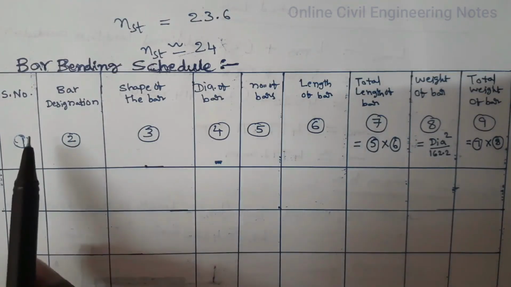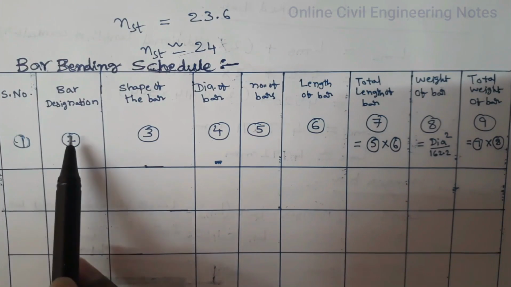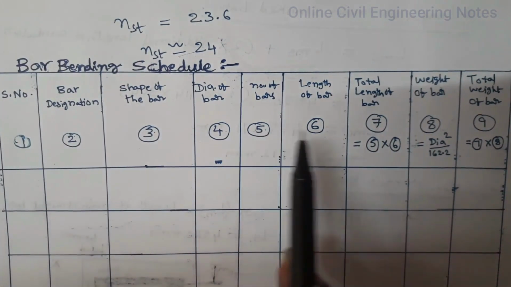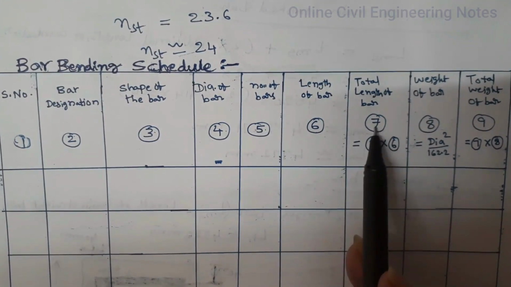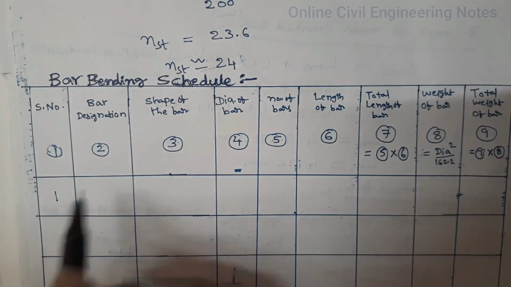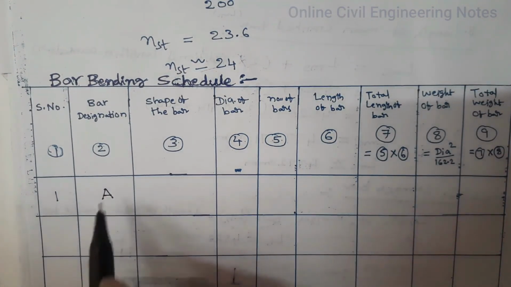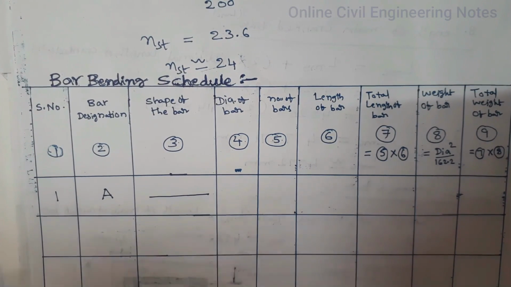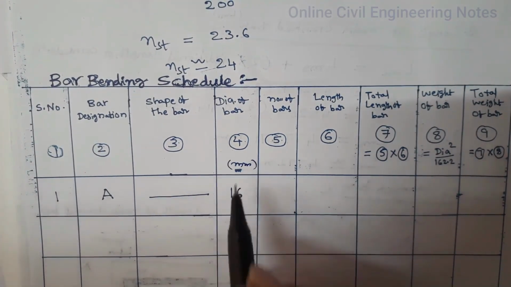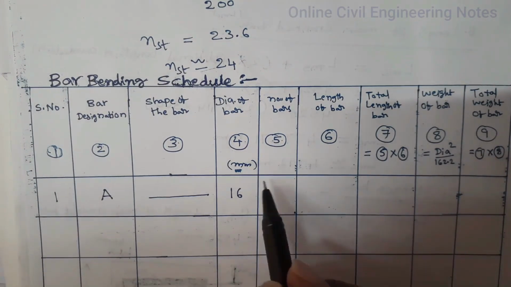See, the bar bending schedule consists of a table: serial number, bar designation, shape of the bar, diameter of the bar, number of bars, length of bar, total length of bar, weight of the bar, total weight of the bar. First bar is main straight bar. The bar designation is A. Shape of the bar is straight and diameter of bar is 16 mm dia. So, diameter of bars are in the mm.